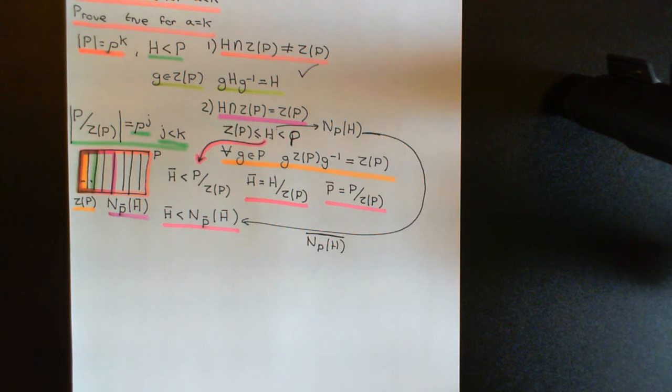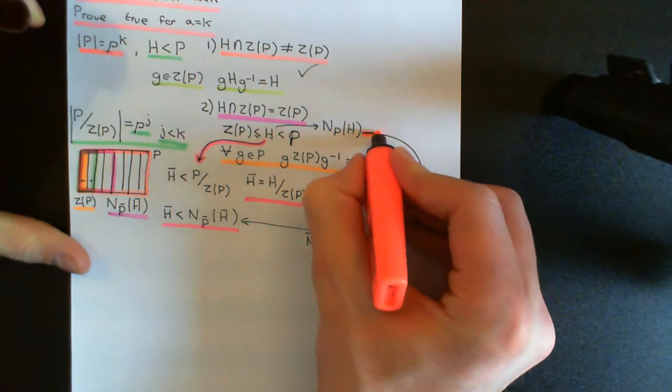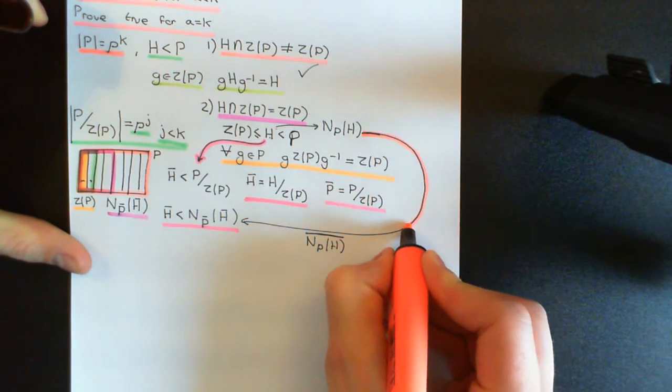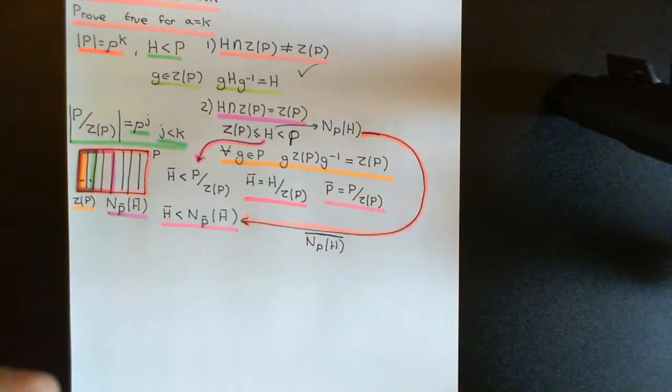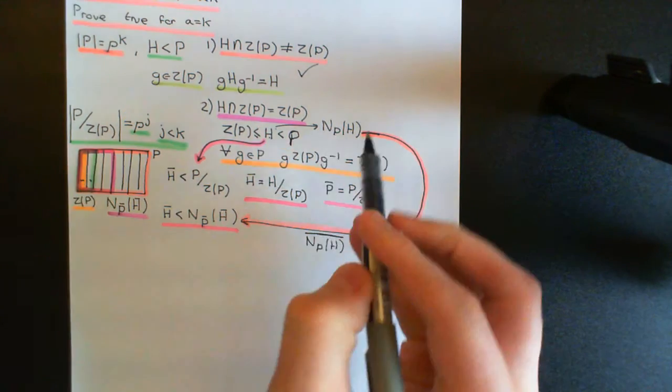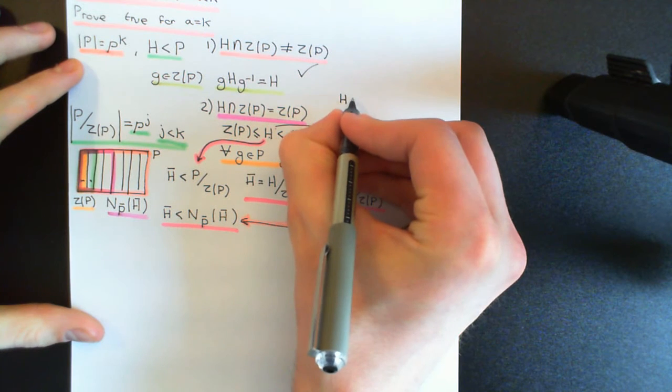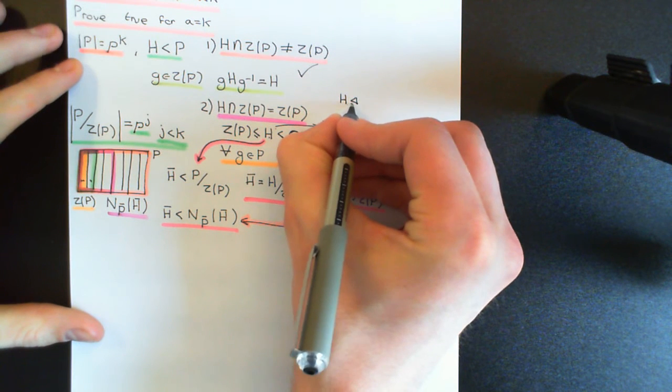Normalizers correspond, and let me just give you the argument as to why that is. Okay, so the reason that normalizers have to correspond in this way is, if you think about this one, we know that the normalizer will contain capital H, always.